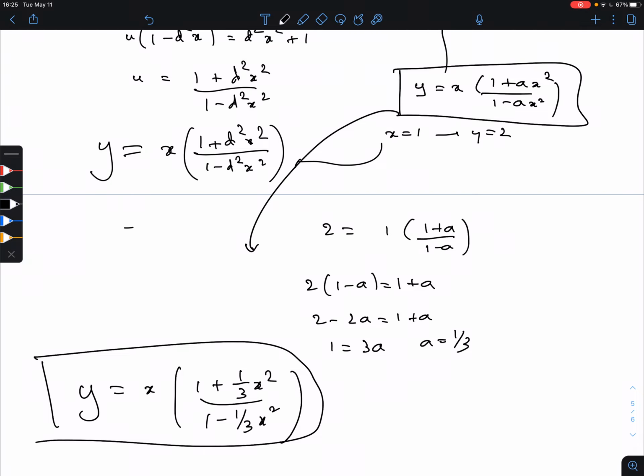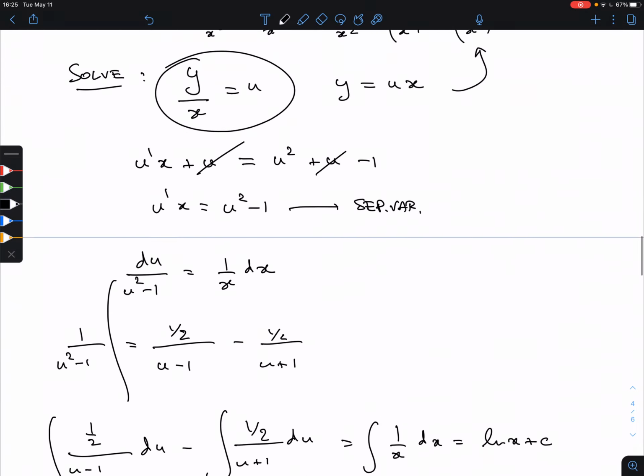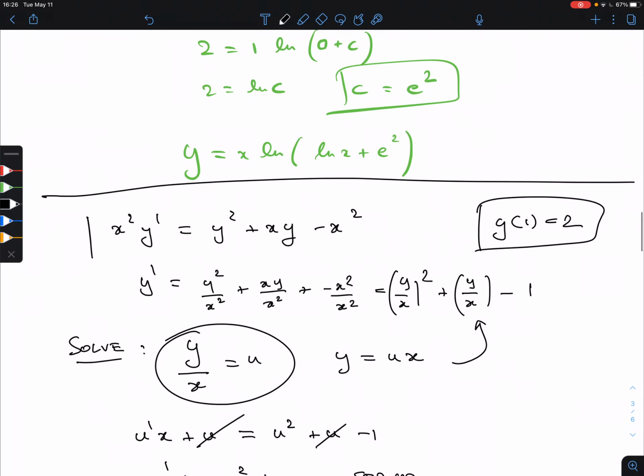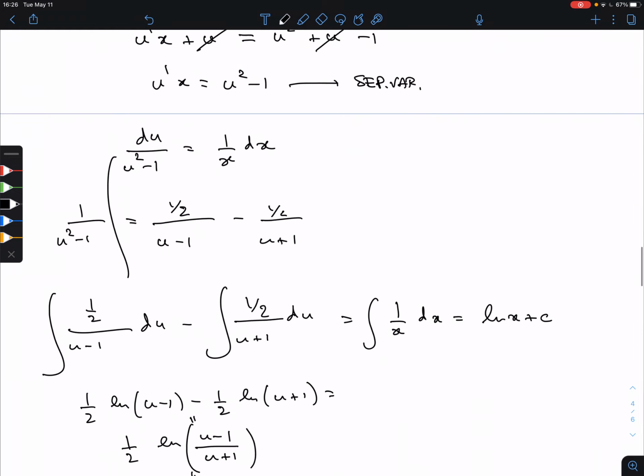There are two things you should check. First of all, that this satisfies the differential equation, the original differential equation. So does this satisfy this? Because it's a little bit of work, right? You're going to be taking derivatives, and it's not hard.